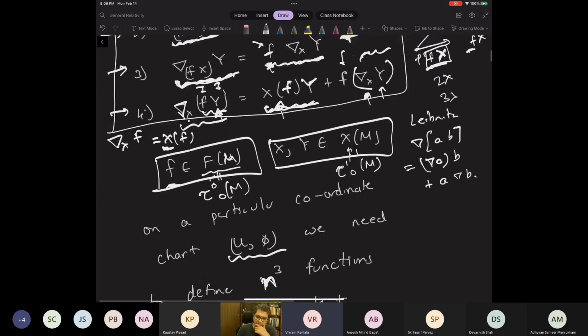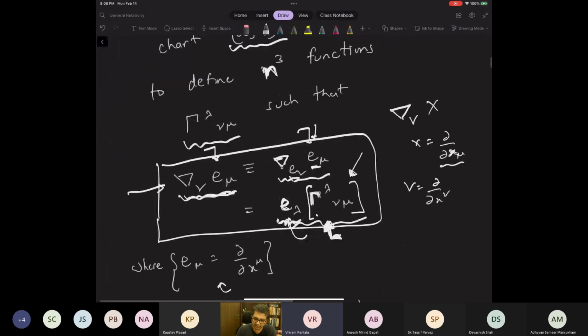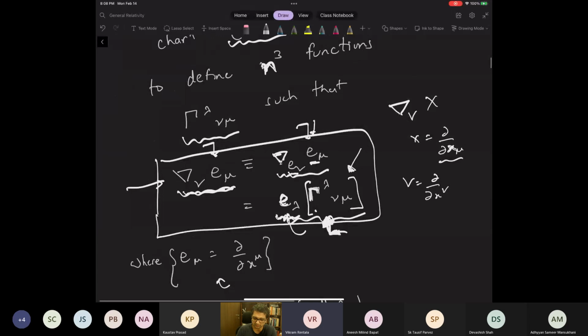So just specifying these rules is not enough to specify the meaning of the derivative. There are many such derivatives, for different choices of these basis coefficients, which satisfy those rules.